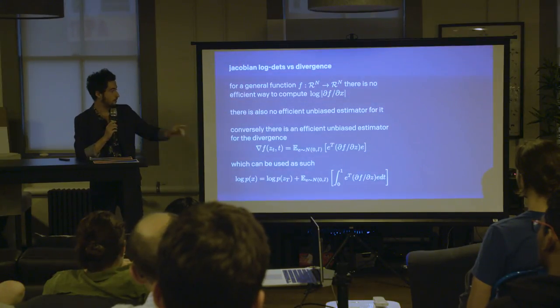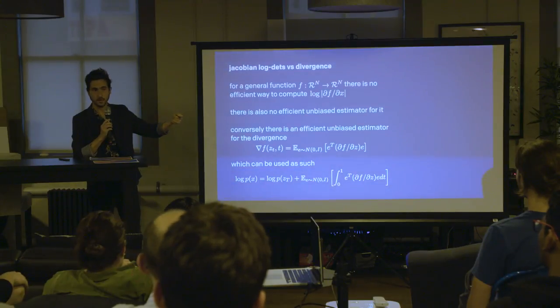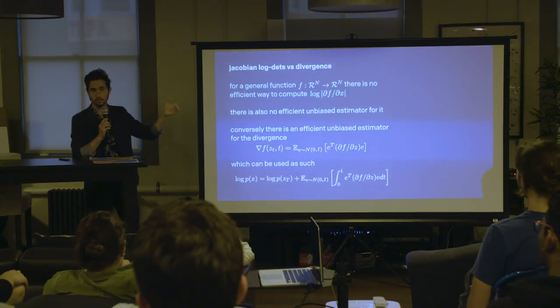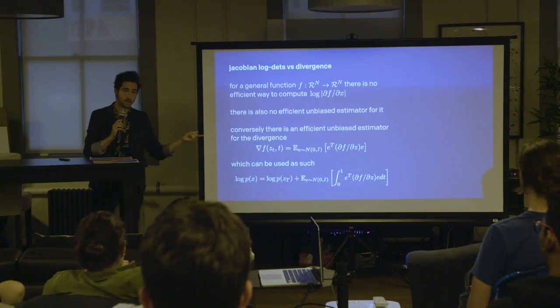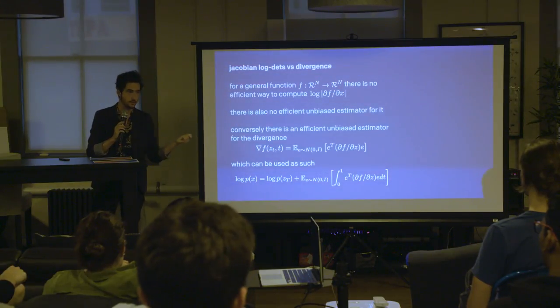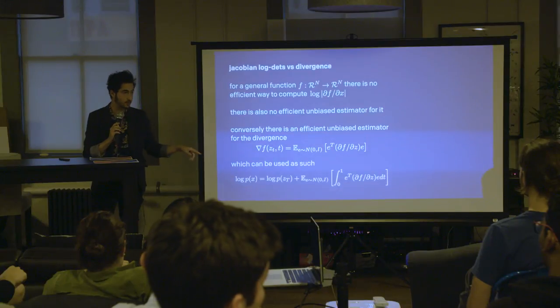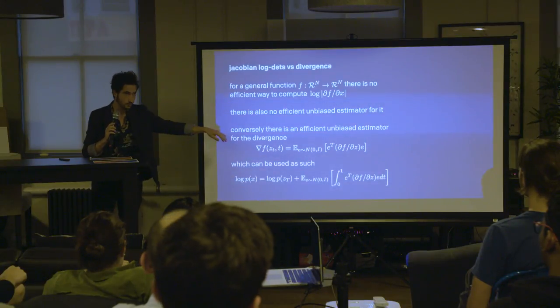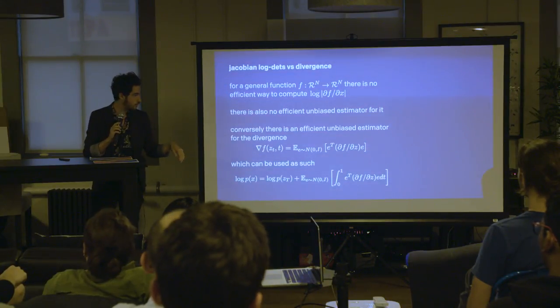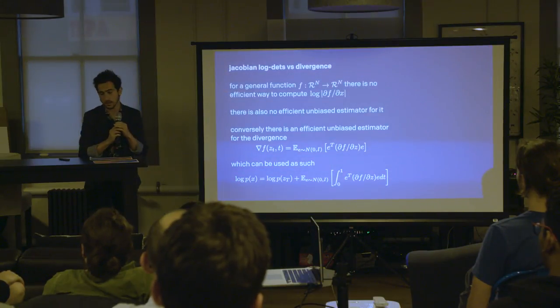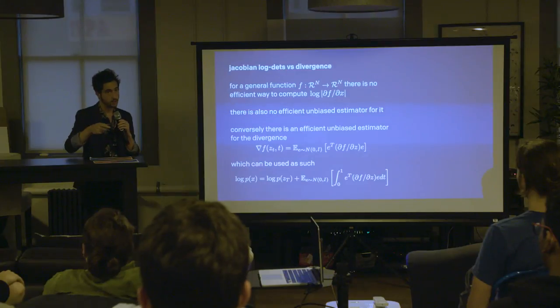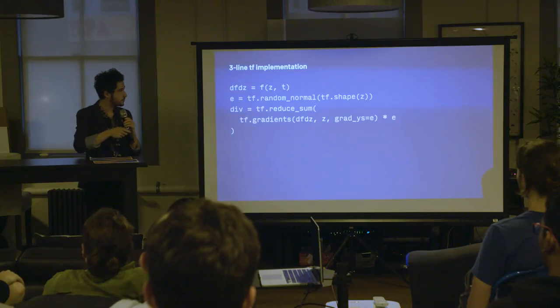That estimator works by sampling a Gaussian probe vector and then pre- and post-multiplying the Jacobian by that vector. In expectation, that gives us the divergence of the vector field. We can similarly use this in the integral form of the log likelihood to get an unbiased estimate of the log likelihood, which is not something we can do in the discrete time situation.